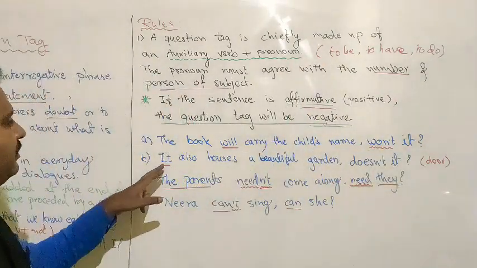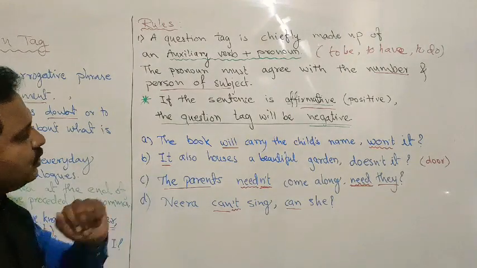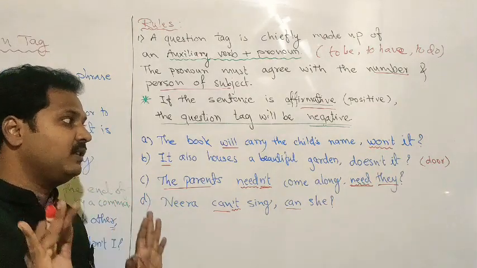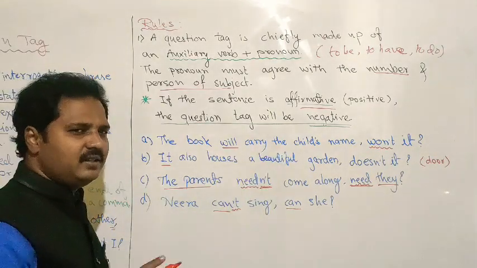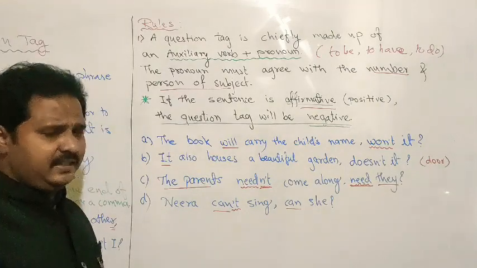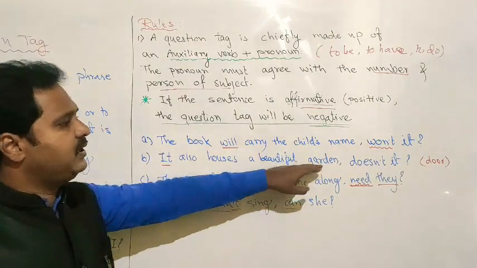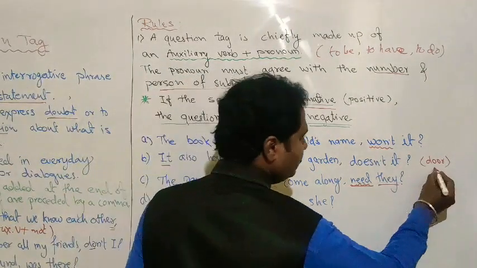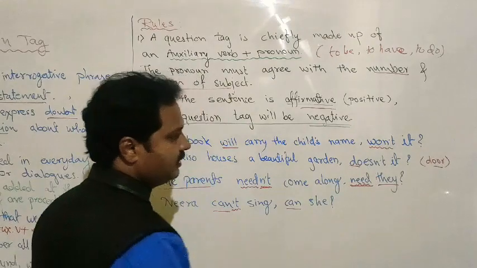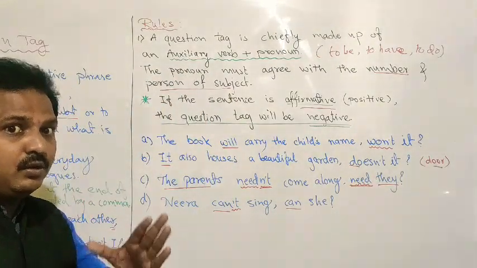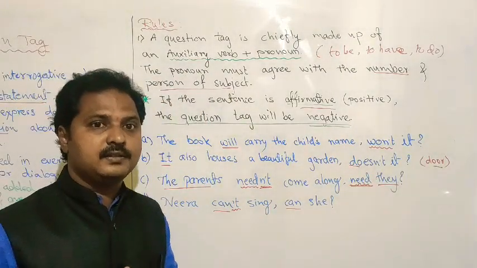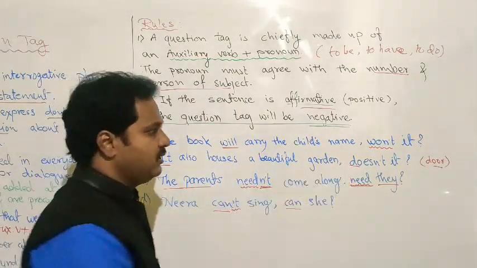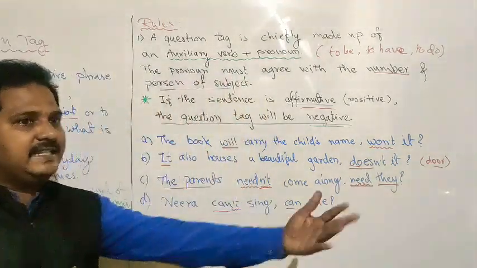Next example. It also houses a beautiful garden. Here, also, it is there. Actually it is given there, so put it as it is. It also houses a beautiful garden. Here, it also houses, that is, a doer is there. That's why do is used here. And third person singular, so do not, here we have to use does. First person singular, do is used, but third person singular, we have to use does. So now here we use doesn't it.